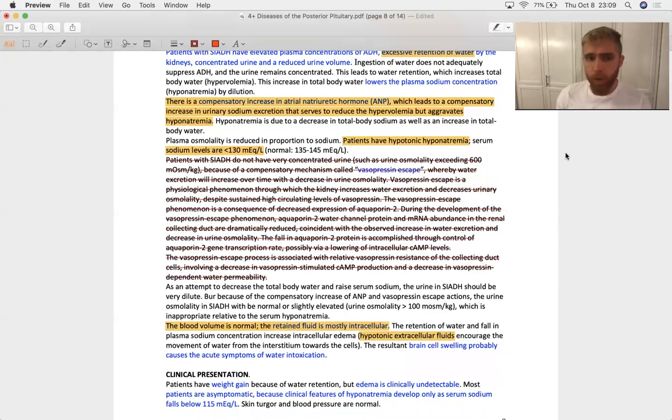So that'll get your blood volume down, but that makes the hyponatremia even worse, because the way that ANP works is by constricting your efferent arteriole and dilating your afferent arteriole, and that's going to send your GFR through the roof. And so when your GFR goes up, sodium excretion goes up, and so that's not going to help your hyponatremia one bit.